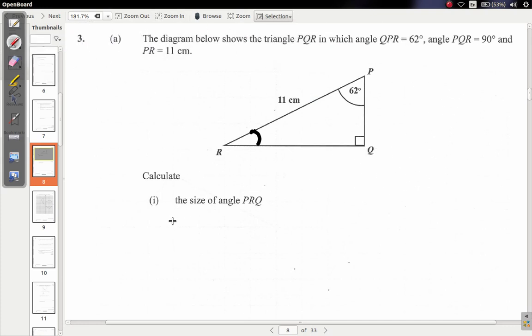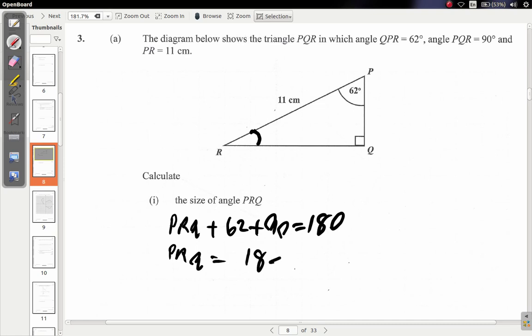So what you say is that the angle PRQ plus 62 plus 90 equals 180. So PRQ would be 180 minus 90, when you minus the 90 from both sides, and you minus the 62 from both sides, right? So 180 minus 90, that's 90, then 90 minus 62, so what you have is 28 degrees.